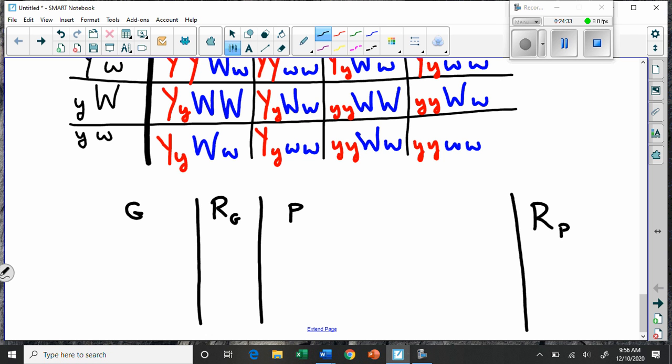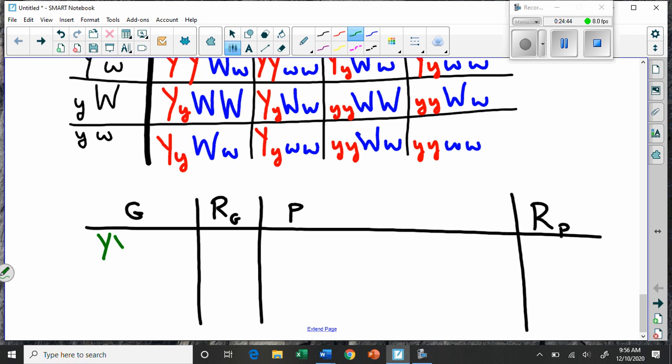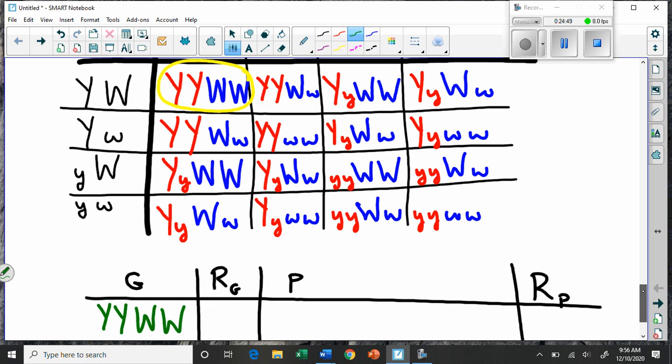There, we'll use those letters. Okay, so my first genotype is big Y, big W, big W. That was the first one that I circled in yellow right there. And there's only one of those in the whole thing. So 1 out of 16 possible squares. What would it look like? Well, its phenotype would be yellow and smooth.